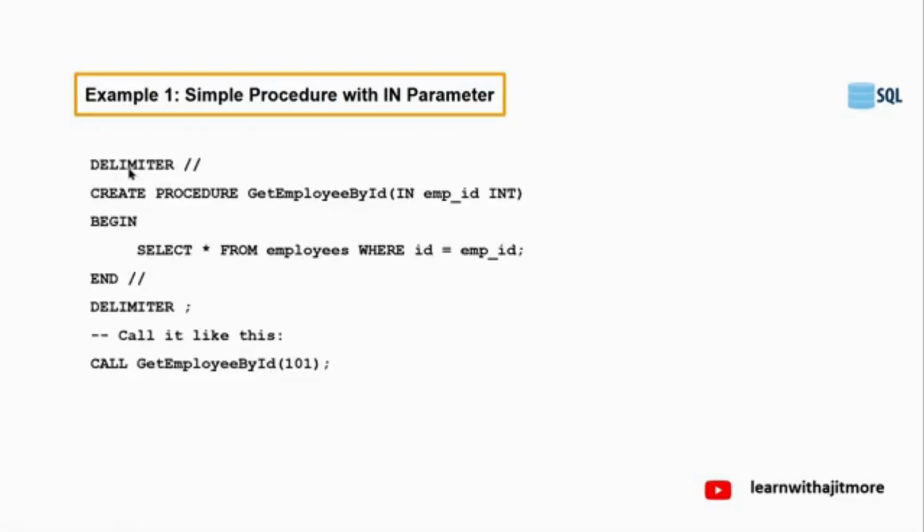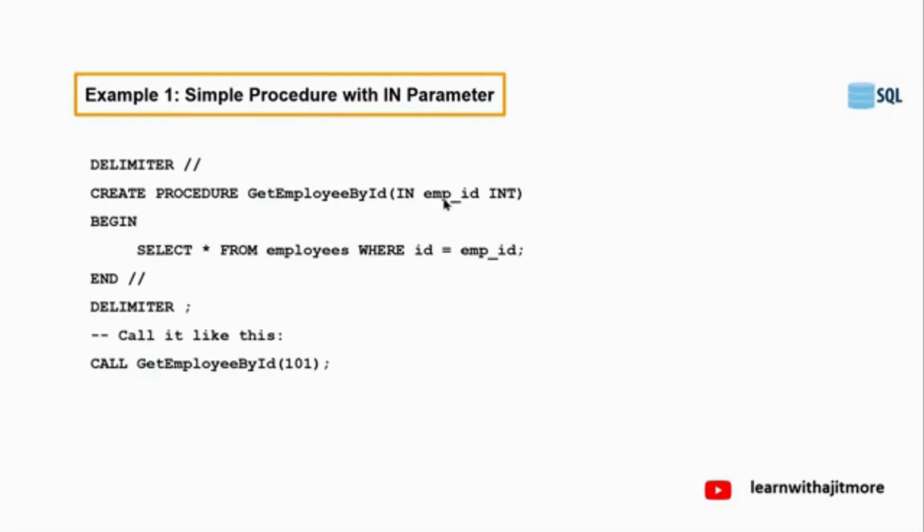See here. Now, delimiter slash slash: you're changing the default delimiter to a new one. Then you're creating a procedure. Create procedure. Create is a keyword, procedure is a keyword. Then the name of the procedure. Any meaningful name you can give. Is it a meaningful name? Get employee by ID. It's your choice what name you want to give.